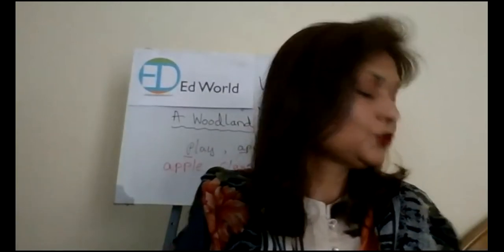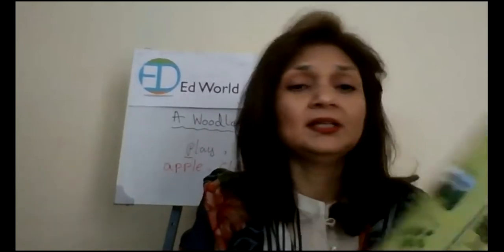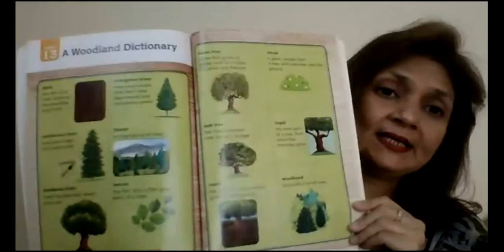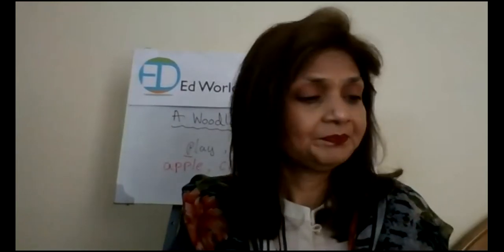Now coming to our unit, I want you all to open page number 78 in your book, that is the Woodland Dictionary page. We are going to read a few words and their meanings, and then we will do the exercise. Ready? Okay, the first word is bark. Now, what's the meaning of bark? The skin of a tree covering the branches and trunk. Then we have coniferous trees, evergreen trees that have cones.